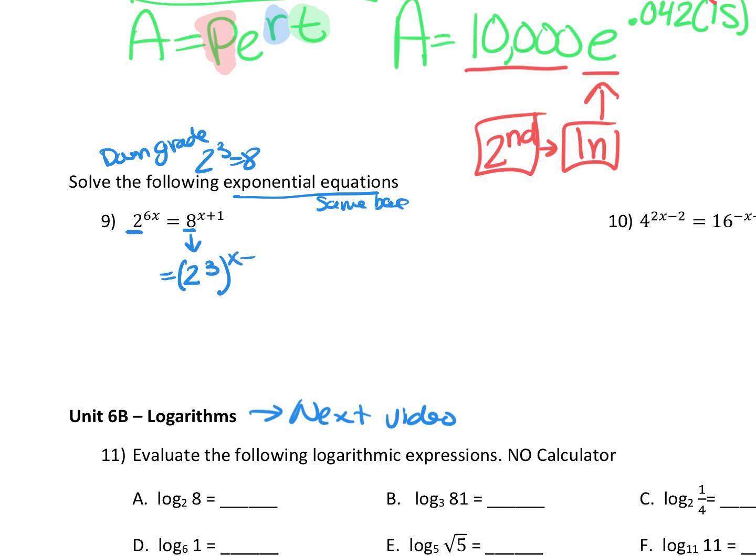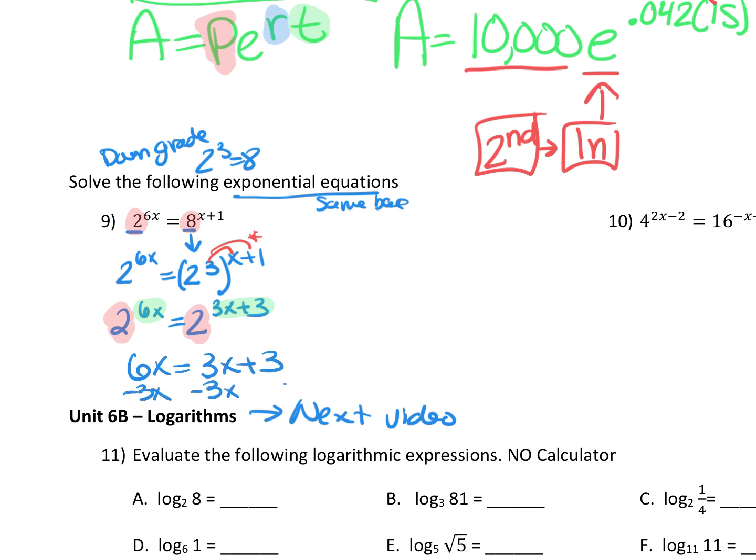And I want my bases to be the same, because once my bases are the same, then I can solve my equation. So when I have a power to a power here, I'm multiplying, so I'm going to end up equaling 2 to the 3x plus 3. Now that my bases are the same, 2 and 2, versus here it was 2 and 8, so they weren't equal there. Now they're equal. Now I'm going to set my exponents equal to each other. So 6x equals 3x plus 3, and then I'll finish solving by moving the 3x over, and I will get x equals 1.